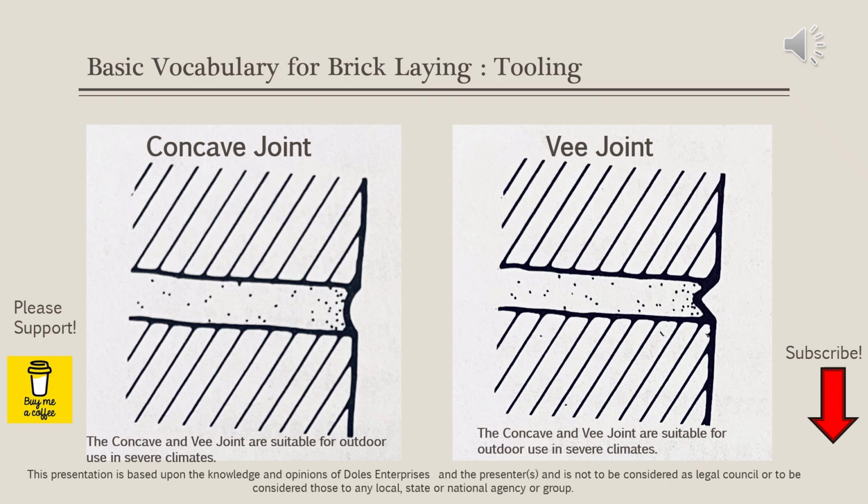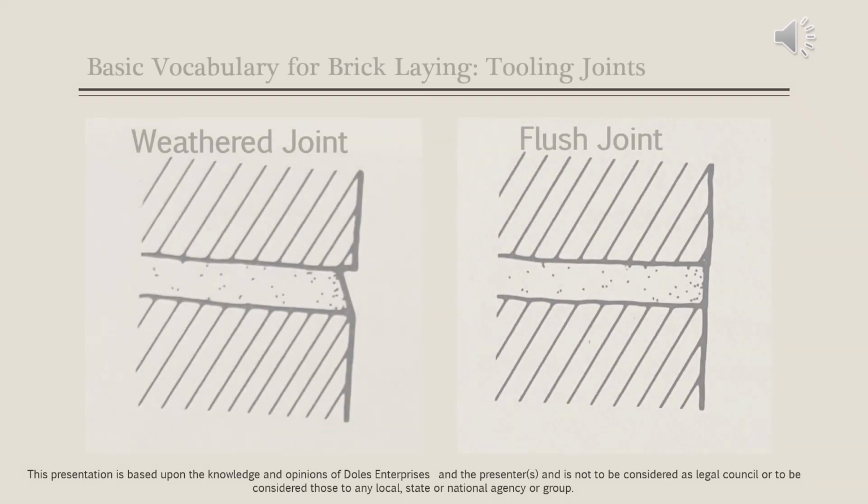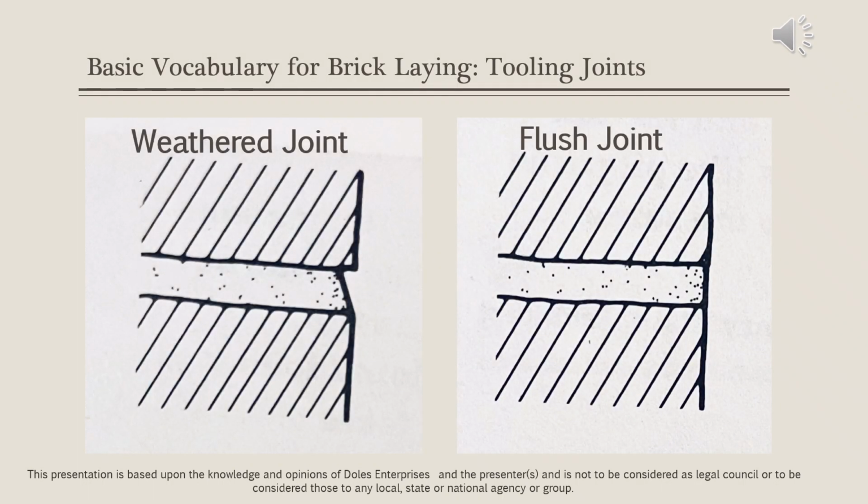Again, the concave joint and the V-joint are most common for outdoor applications. The concave and the V-joint are suitable in outdoor severe environments. Continuing with tooling joints, you see here in one picture the weather joint and then the flush joint.